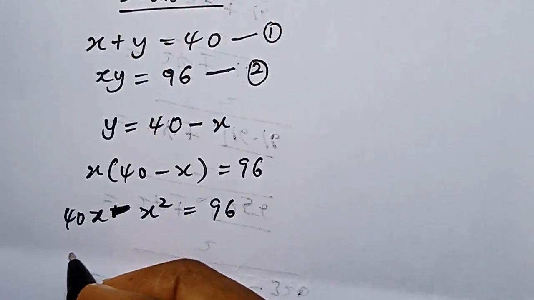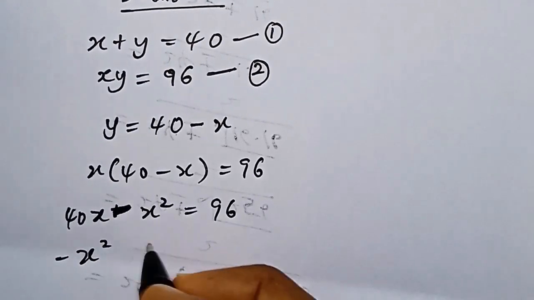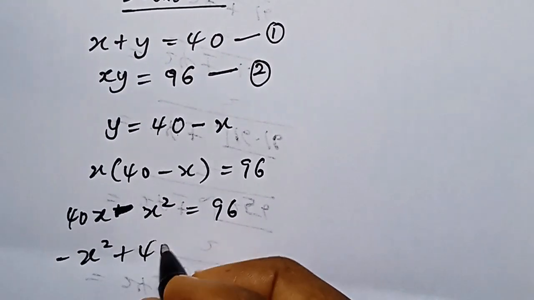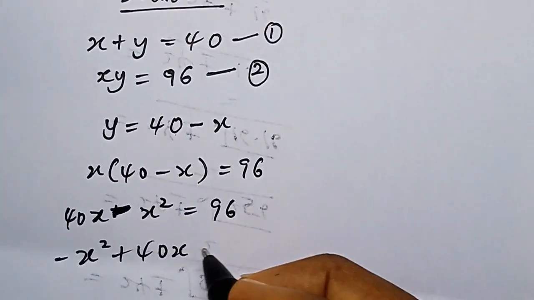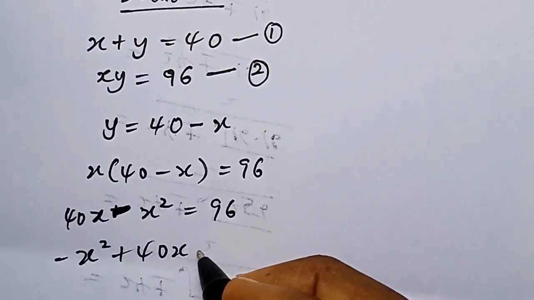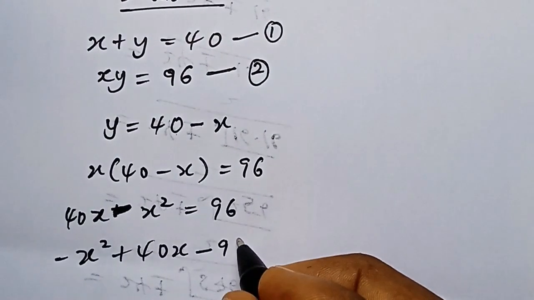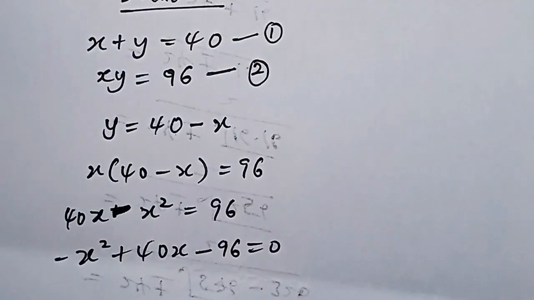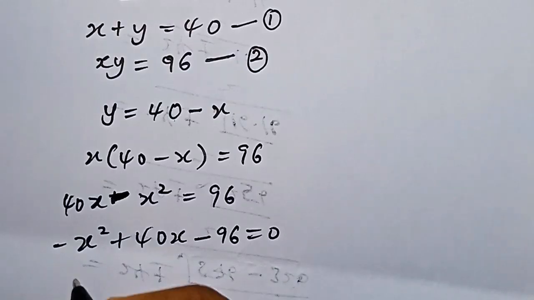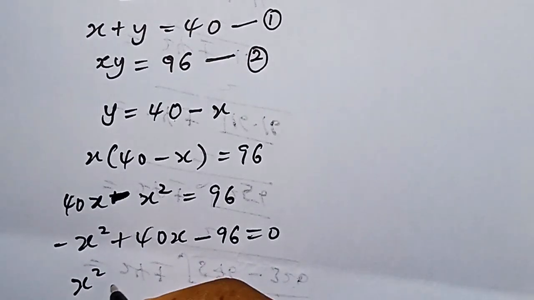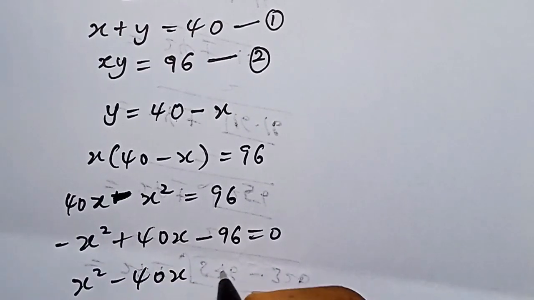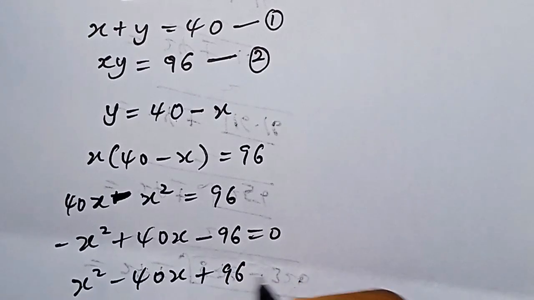So we can write it as minus x squared plus 40x. Moving the 96 to the left hand side, we have minus 96, and everything will be equal to 0. So we remove the minus from the expression. We have x squared minus 40x plus 96 all equals 0.